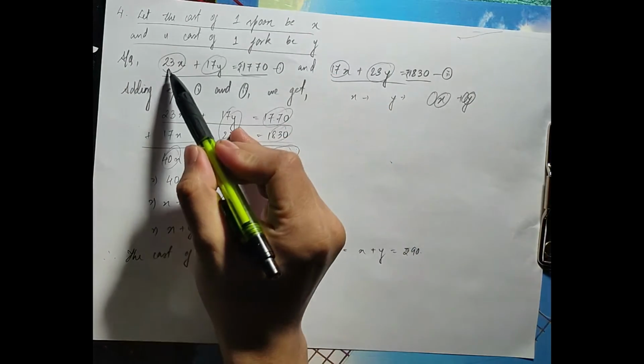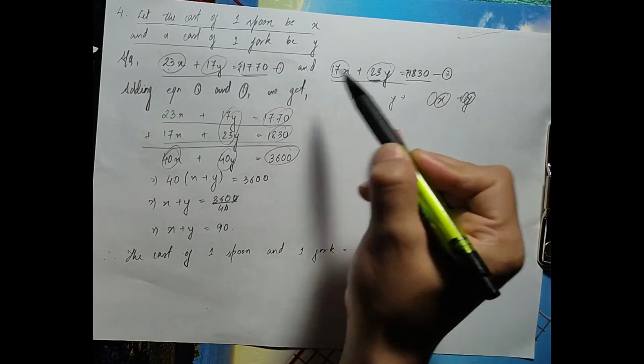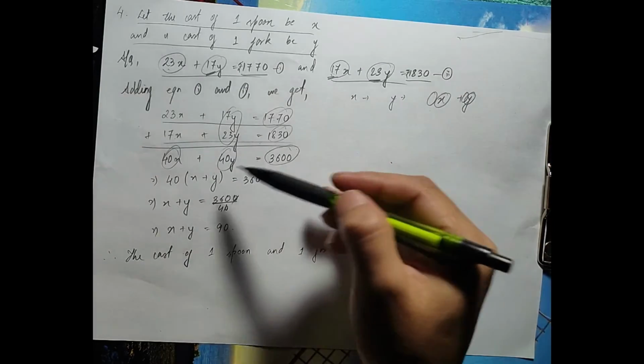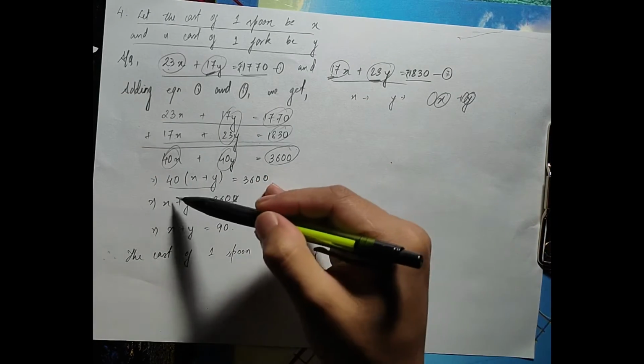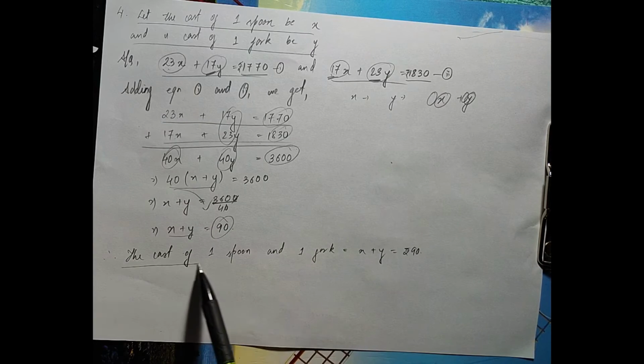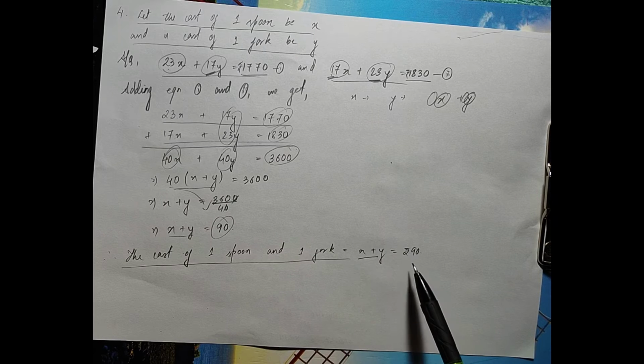Okay, that is 23. So for y we have 23, for y here is 17, for x here it is 17. Okay, so here we can take 40 common, and 40 can be transferred this side, so x plus y will be simply 90. Therefore the cost of 1 spoon and 1 fork, which is nothing but x plus y, is equal to rupees 90. It is as simple as that.